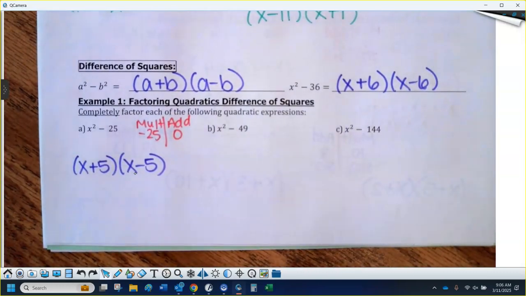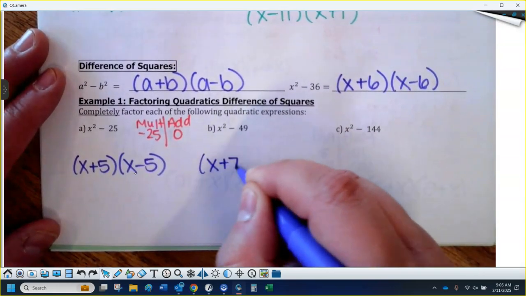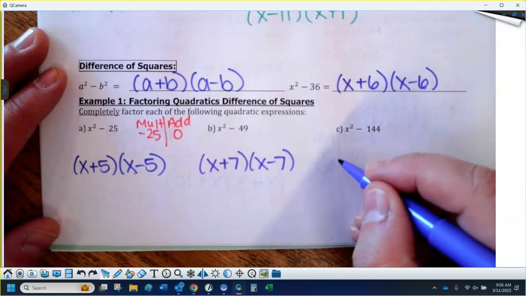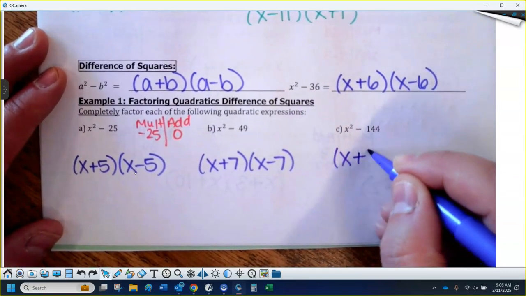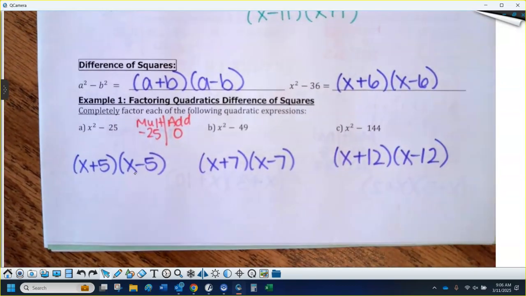Or if you want to just go, oh, I know the square root of 49 is 7. Like this one would factor x plus 7, x minus 7. 144, if you know the square root, that's 12. One would be x plus 12. One would be x minus 12. So it's just the square root if you have it set up like that.